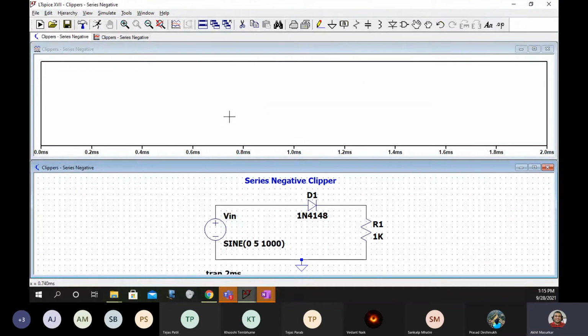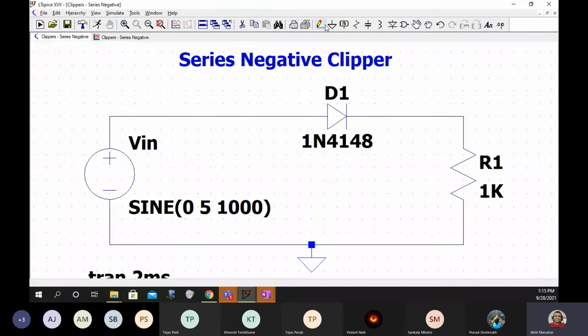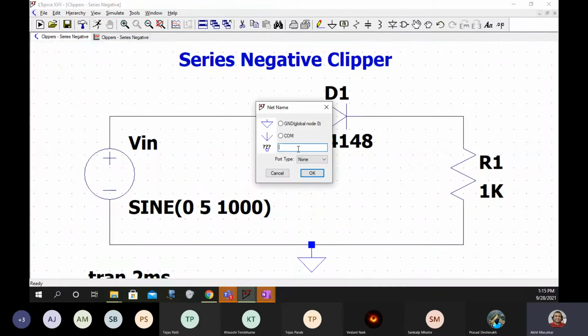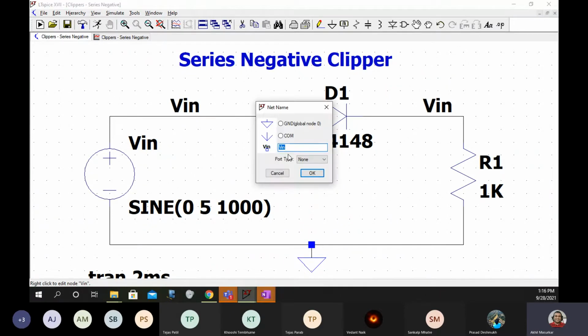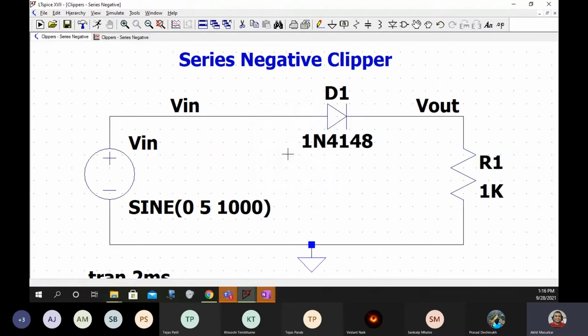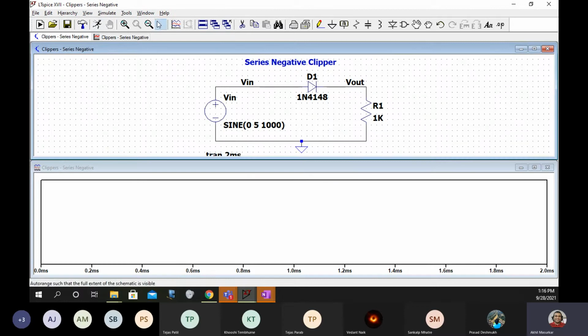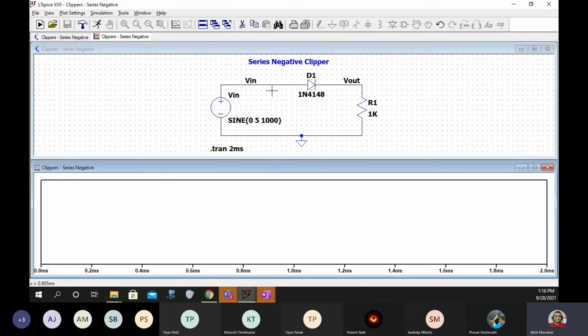In this plot, now we want to find out, this is my input and this is my output. So before I go ahead, I'll just label these nets. This is my V in and this is my V out. I'll run this again. So just label the nets and run V in and V out again and put this graph in the chat box.